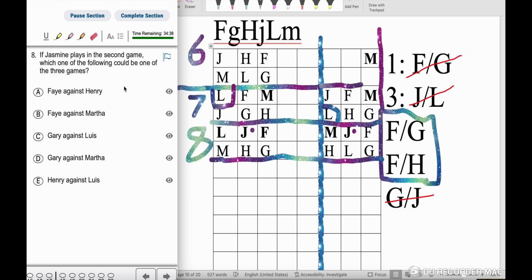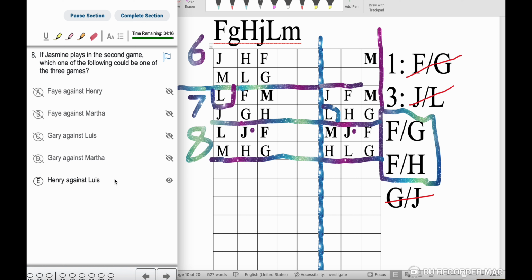So what do we see as possible? F against H, we don't see that possible. F against M, we don't see that's possible. And not only that, that's against the conditions because F has to play either G or H. So choice B is definitely out. G against L, we don't see it. And if you guys don't see it, just look at choice 8 right here. If you see it, you see it. If you don't, take it out. G against M, I don't see it.